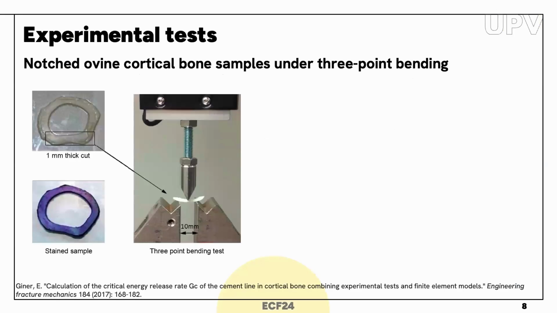So let's start with the toughness characterization of the cement line. First, I'm going to explain the experimental test that we have used. We have performed 3-point bending tests of notched bovine cortical bone samples, very small samples.